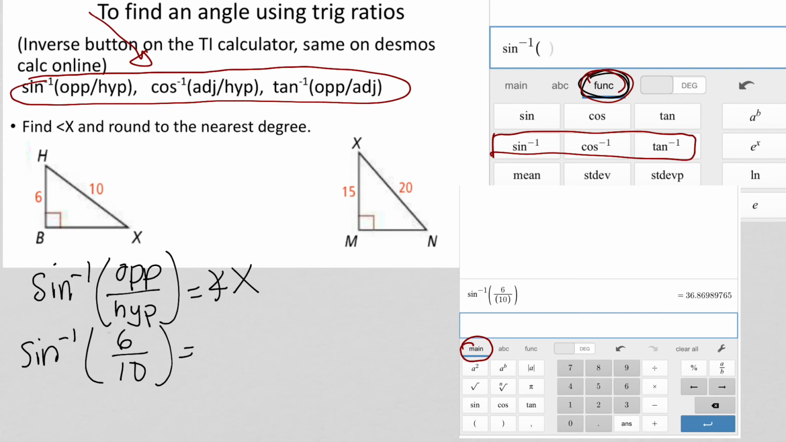And I get the angle to be 37, to the nearest degree, 37 degrees is angle X. All right, on the TI calculator, if you take a look at sine, cosine, and tangent, do you notice the things that are written above them? In blue, I believe, or yellow. Sine to the -1, cosine to the -1, tangent to the -1.